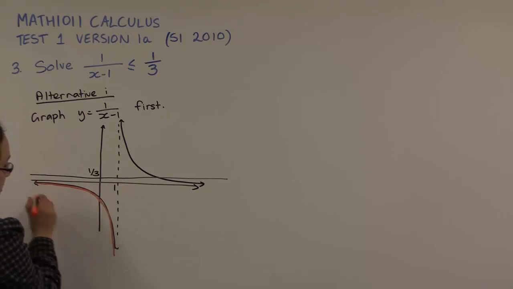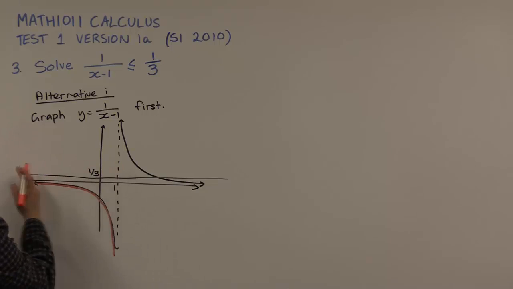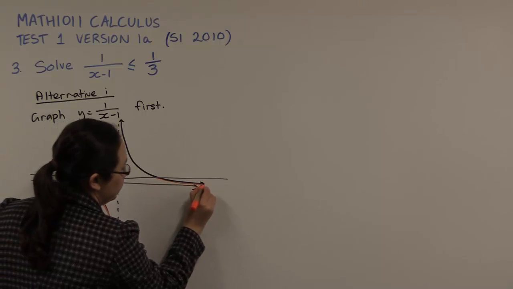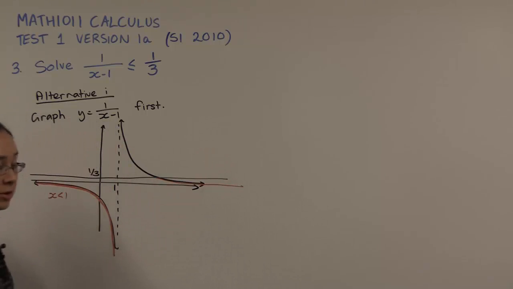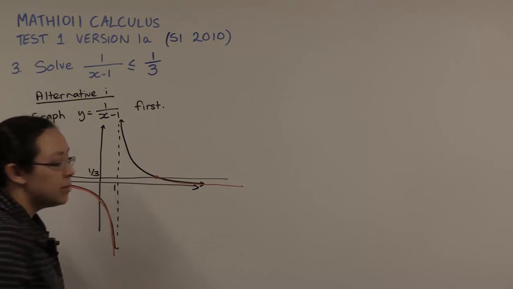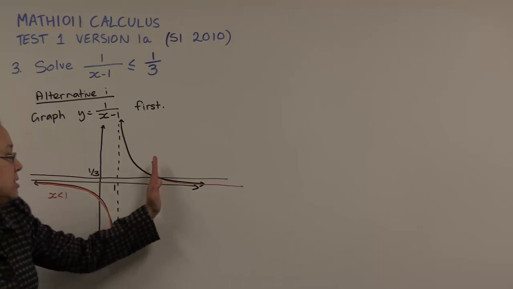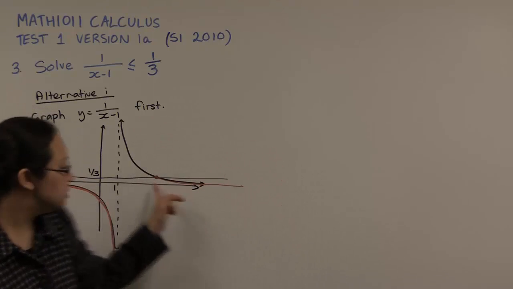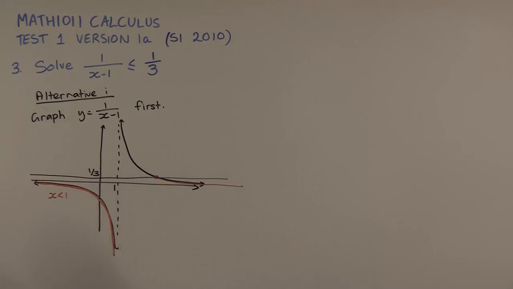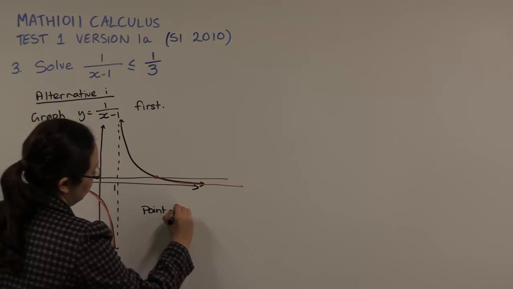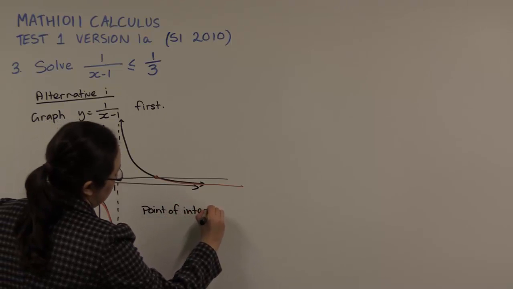Remember, that's 1. So in fact, all these values here are x less than 1. We can even read that off the graph. Plus all these values here, that's when it's underneath 1/3. So really, we want to work out what that point is, because x could be bigger than this x value here. Now, this is a point of intersection, so if we want to solve this, we just need to find that point of intersection.